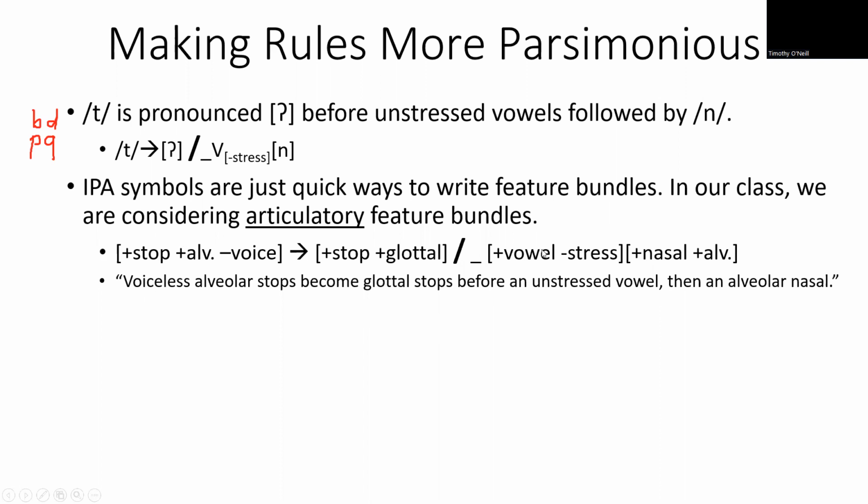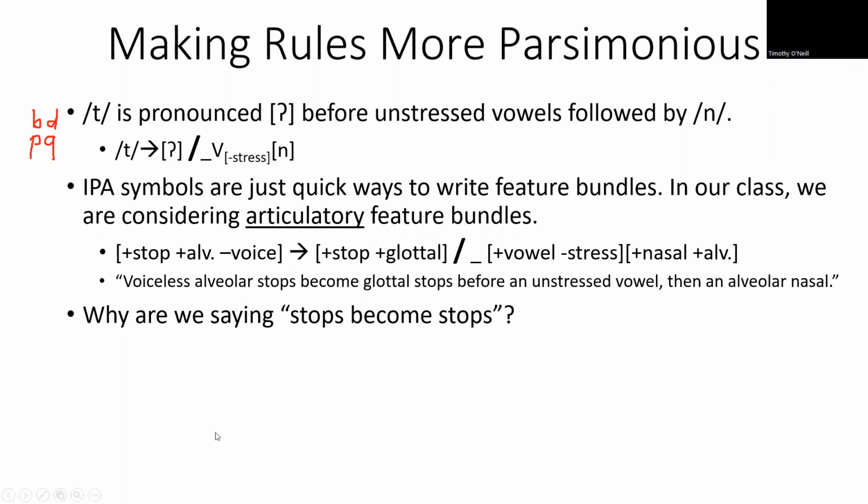And so we can write our rule this way, or we can write this sentence. So both of these are good. Voiceless alveolar stops become glottal stops before an unstressed vowel, then an alveolar nasal. Again, that's kind of a lot for the babies, right? The babies have to memorize this really long rule. And if you think about it, we're saying stops become stops. That's a weird thing to say, that stops become stops.